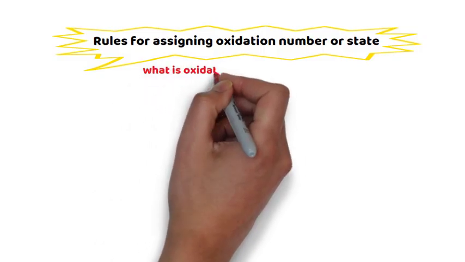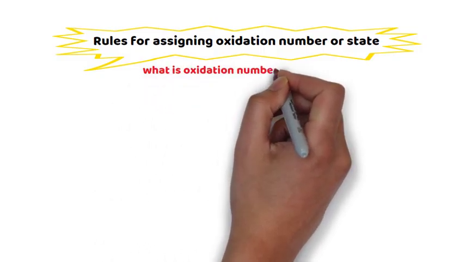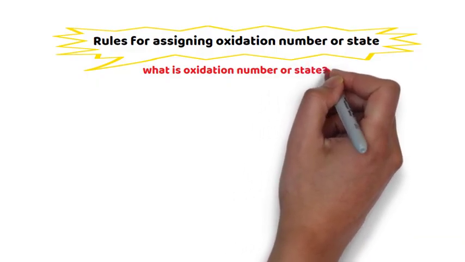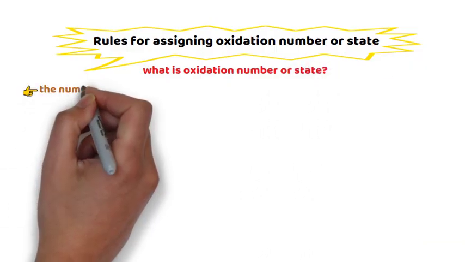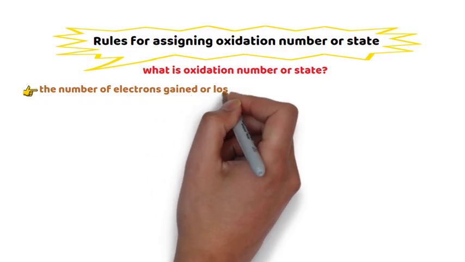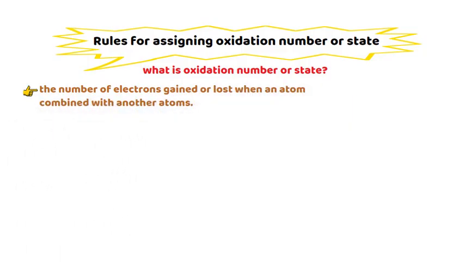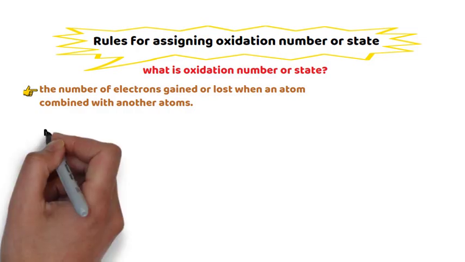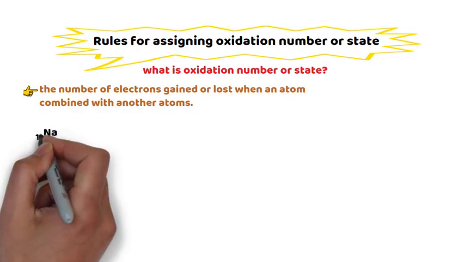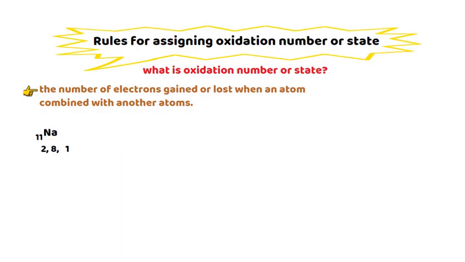Rules for assigning oxidation number or oxidation state. What is oxidation number or oxidation state? The number of electrons gained or lost when an atom combines with other atoms is called oxidation number or oxidation state. Let me give you different examples.